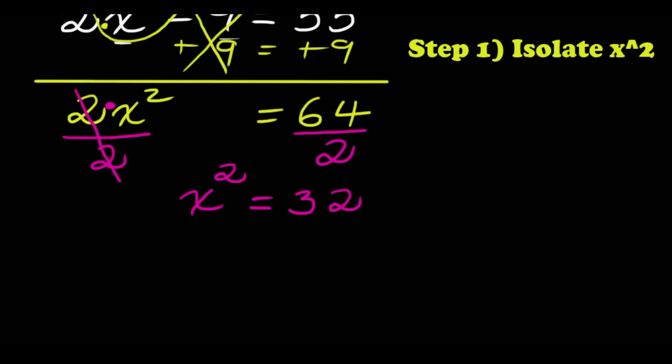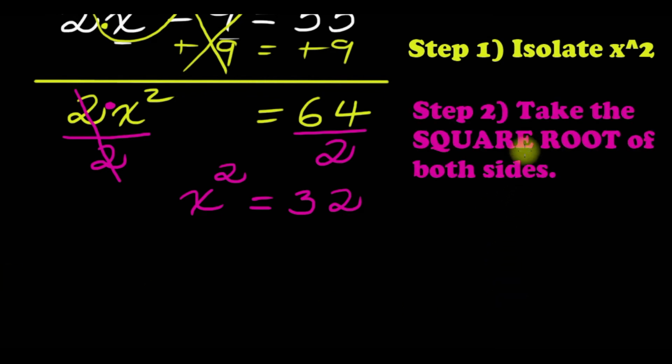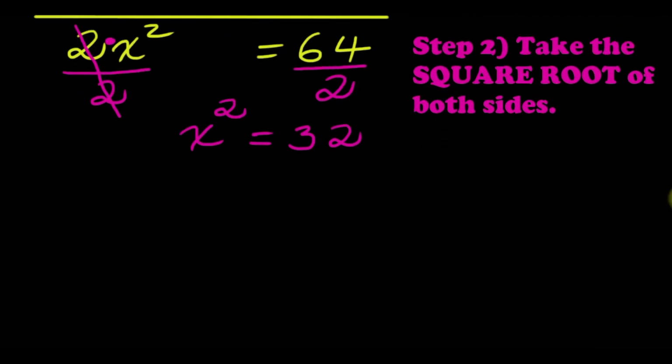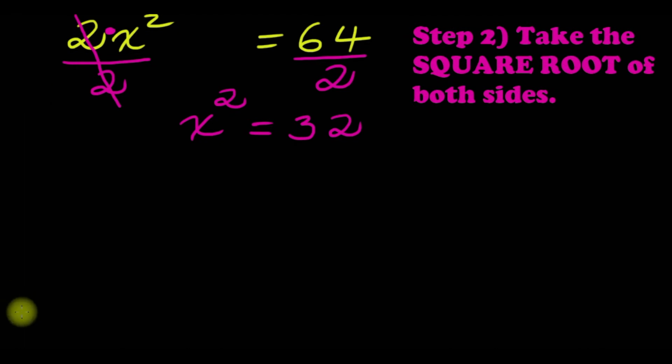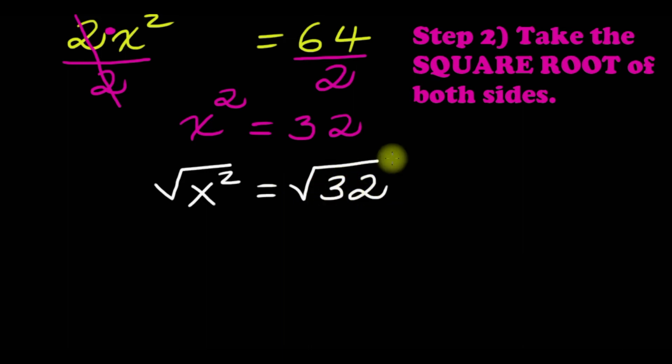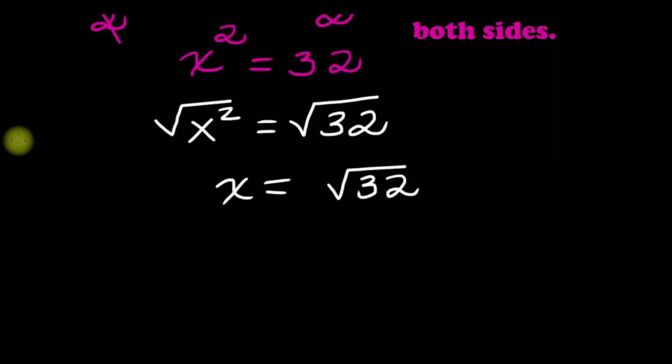Let's move on to step 2. Step 2 is to take the square root of both sides. So we're going to take the square root to get rid of the square. We take the square root of x squared, since you need to get rid of that square, and you have to take the square root of 32. Now the square root of x squared is just going to be x. And the square root of 32 is not a perfect square, so we're just going to leave it alone for now. We're going to have to simplify. But let's see what step 3 is.